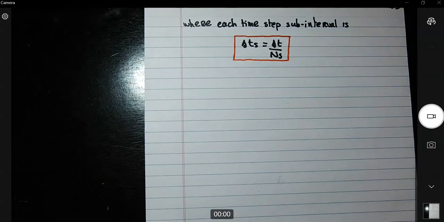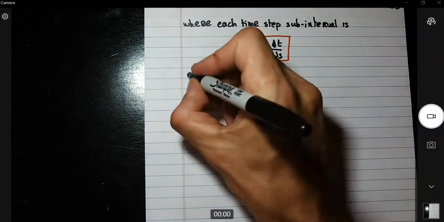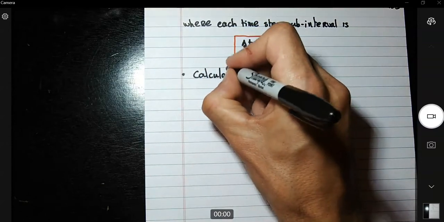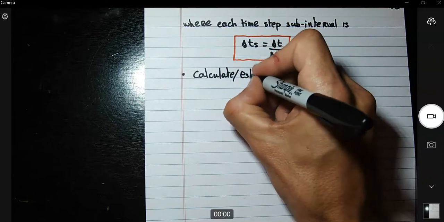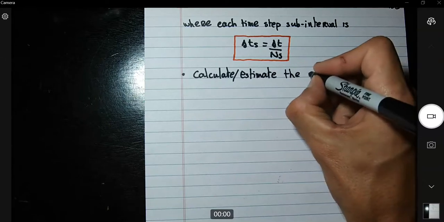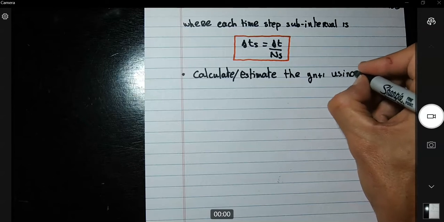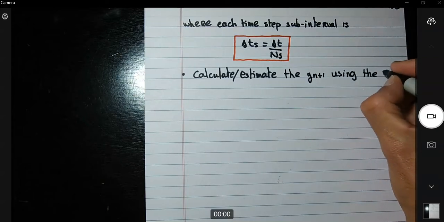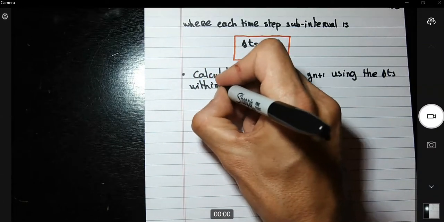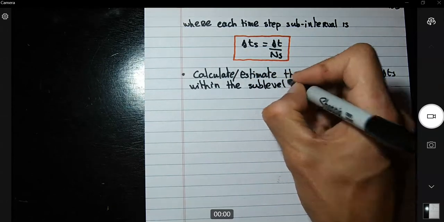and now what you need to do is calculate, or estimate, the yn plus 1 value using the delta ts within the sublevel.